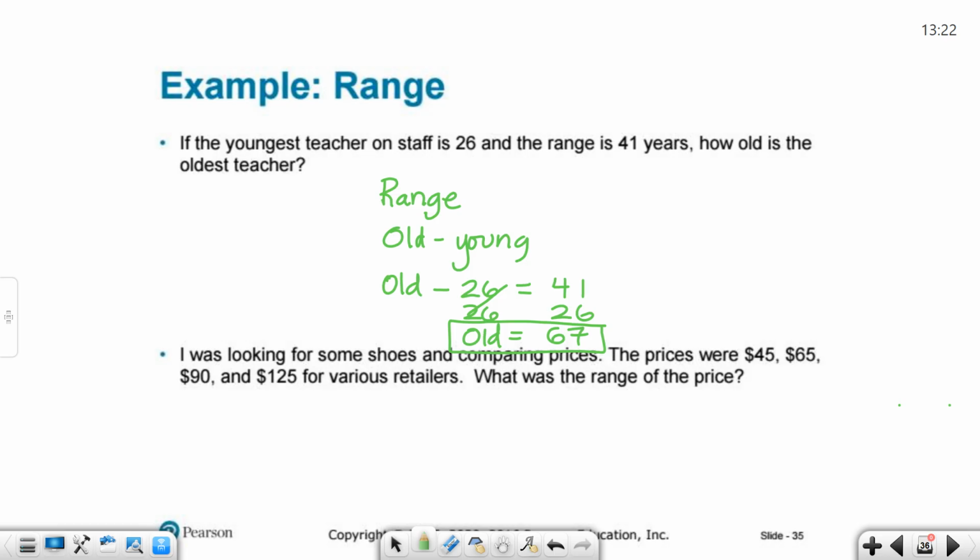Okay, so recently I was looking for some Adidas, right? And so I was looking for some shoes and comparing prices. And I made this one. They weren't all this type of price, but they were in this ballpark range. The lowest price was 45 that I found, and the highest price was 125. So as I was looking at the range of the prices, it would be 125 minus 45, which would be 80. That was the range of prices that I found.